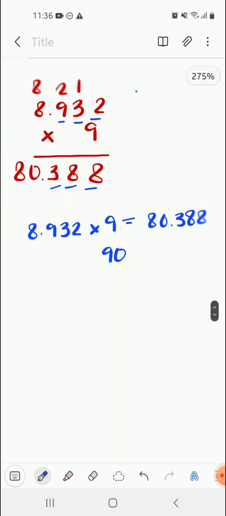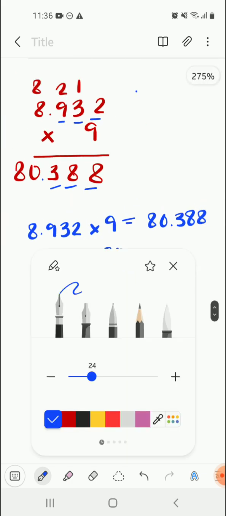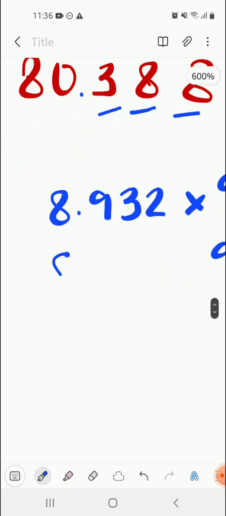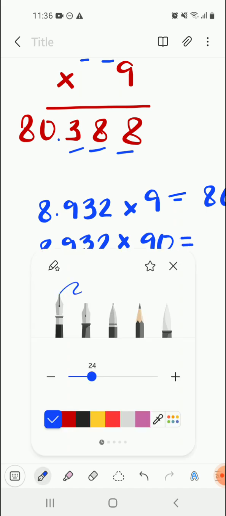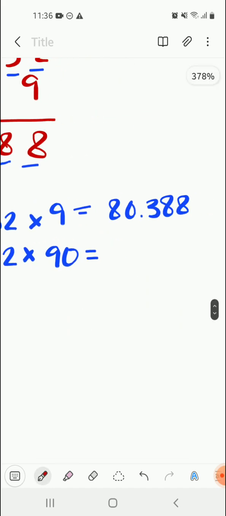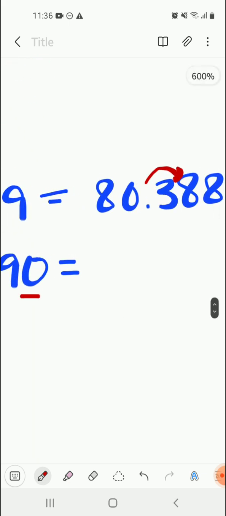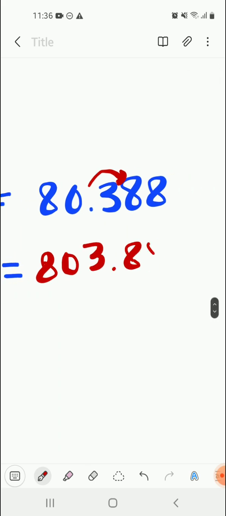If a 0 is added, then first let's copy the question, 8.932. So you can see, when a 0 is added here, then the decimal point of the answer would shift to the right. There is 1 0, so there is only one shift to the right. So my answer would be 803.88.